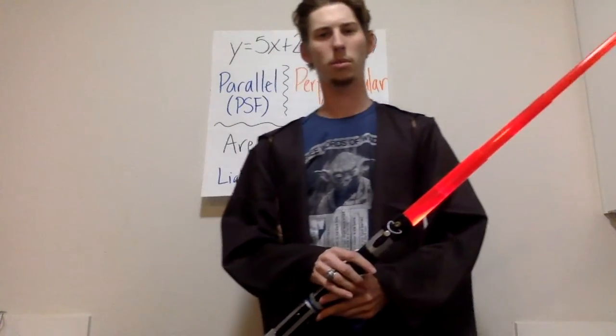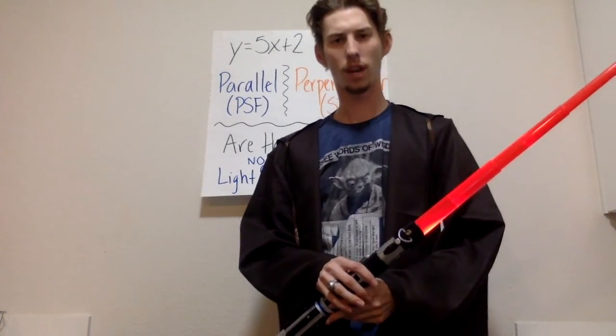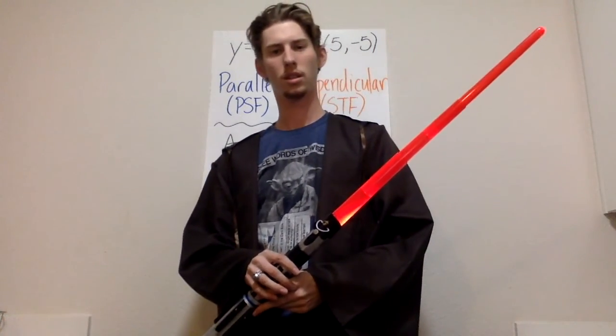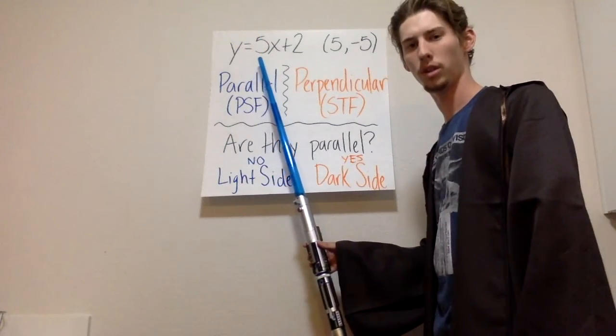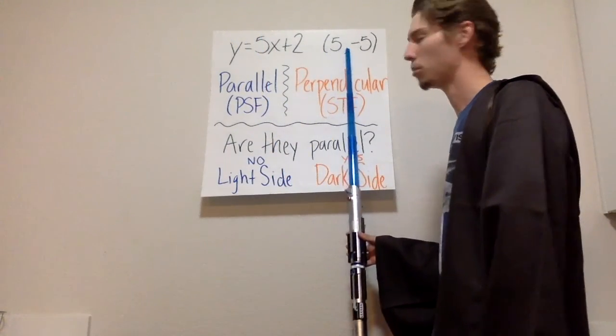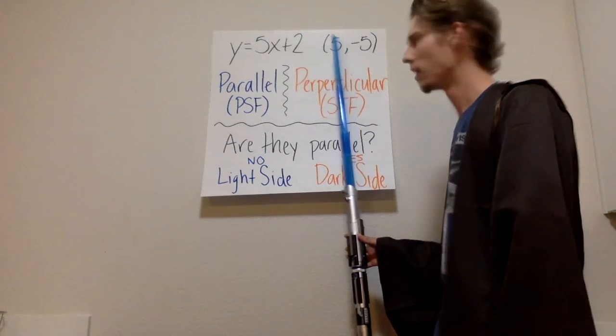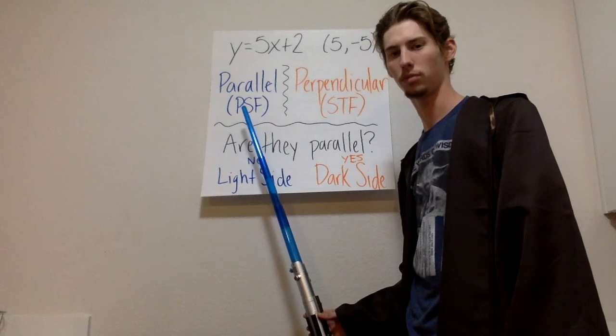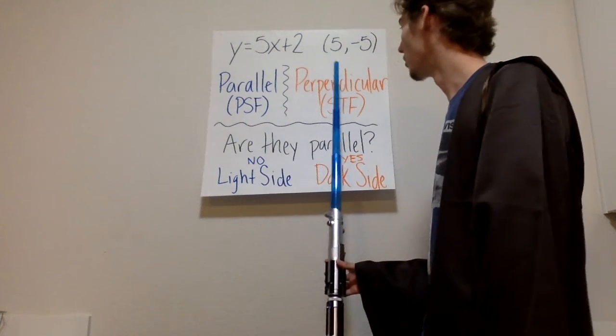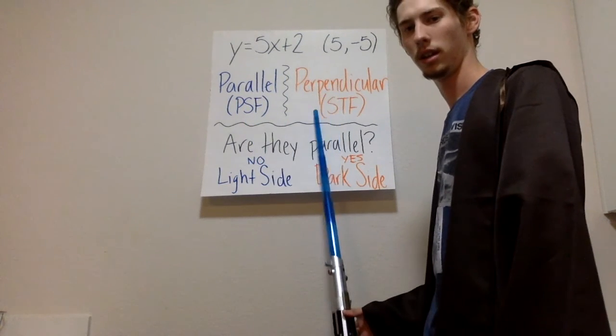Now that I've defeated my master, I have a challenge for you to see if you're worthy of the dark side. Here's an equation. Here's a point. Find an equation that is parallel to it in point-slope form and perpendicular to it in standard form.